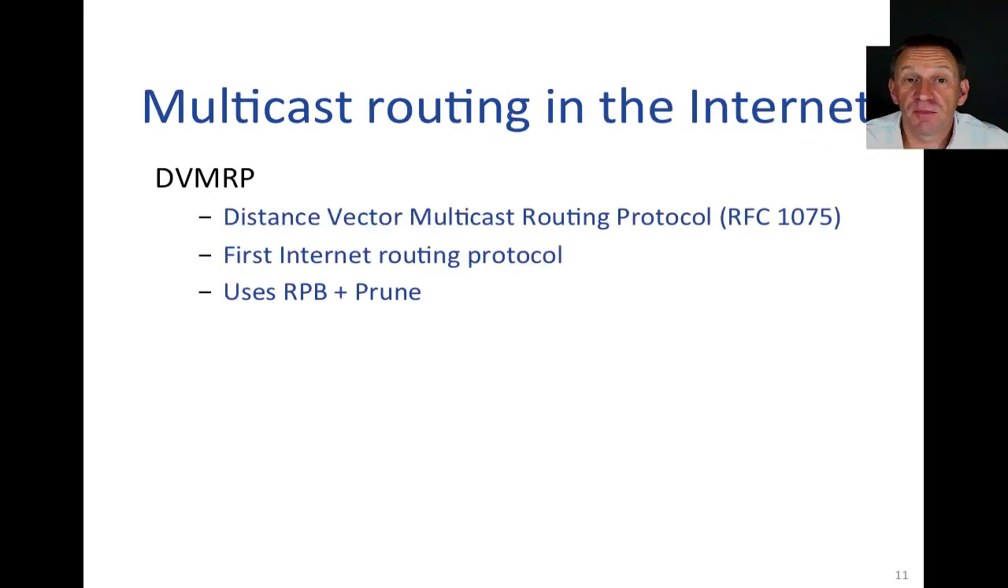So let me tell you about multicast routing in the internet very briefly. The very first multicast routing protocol was called DVMRP, the Distance Vector Multicast Routing Protocol, described in RFC 1075. It was first introduced in the 1980s, and it basically used reverse path broadcast plus prune. So it was based on this observation, hence the distance vector name at the beginning. It's based on the observation that the unicast routing protocol has already built the tree for us. We're just going to use it in the reverse direction.